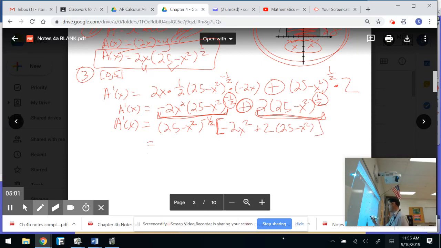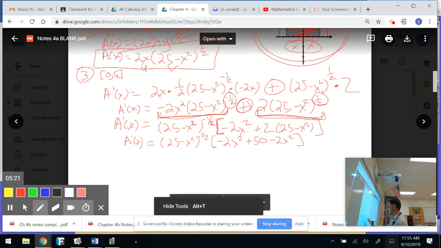Well, I can clean that up even a little bit more. Let's be real right now. These problems are so fun because they take so long. Okay, and then we got that. And then what's left here? Negative 2x squared plus 50 minus 2x squared.